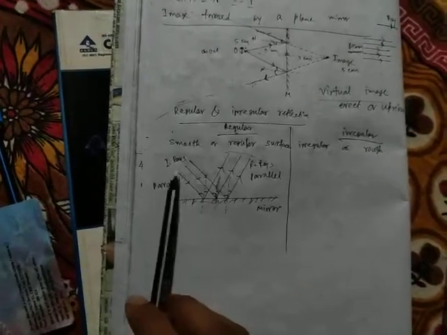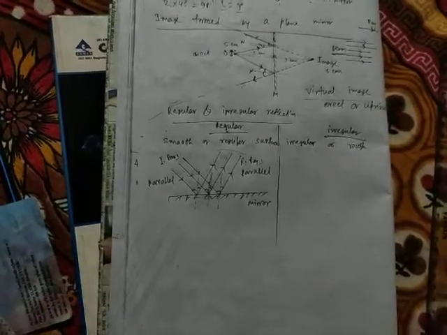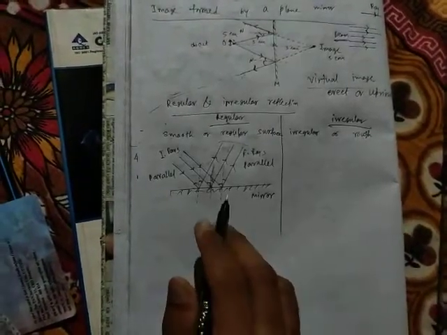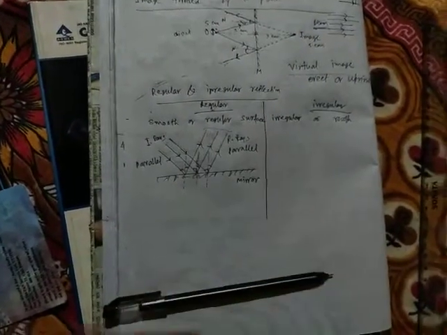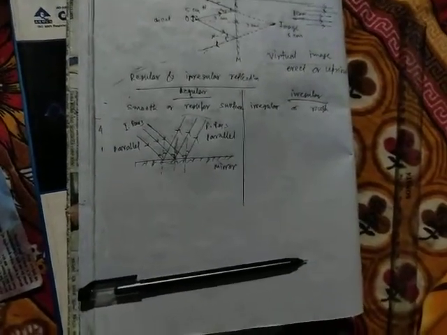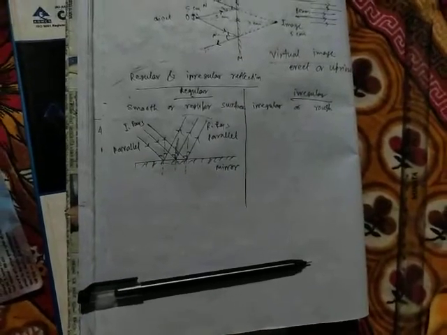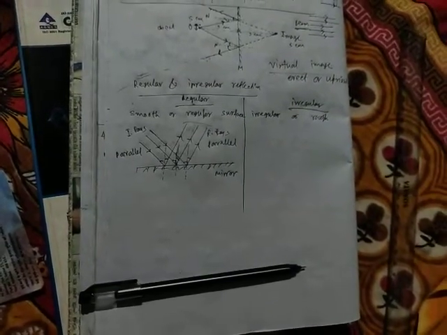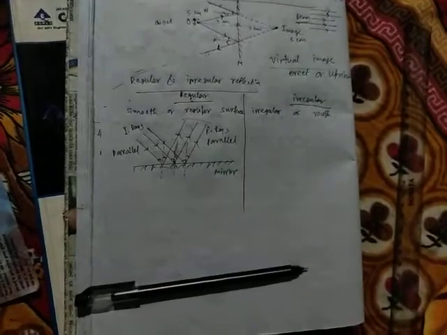So see, incident rays are parallel, reflected rays also parallel. This kind of reflection is called regular reflection. You will get the definition in your book, but I am telling again. If parallel rays strike on a plane surface and after striking, the rays get reflected parallelly, then this kind of reflection is called regular or specular reflection.